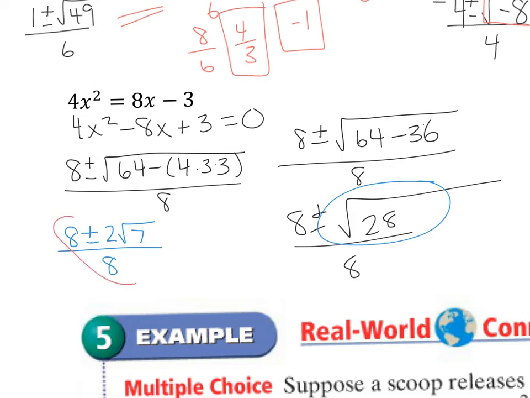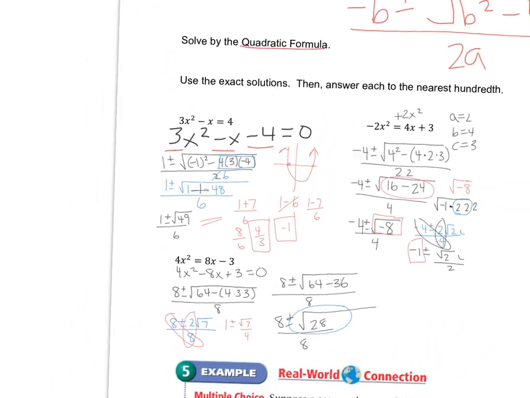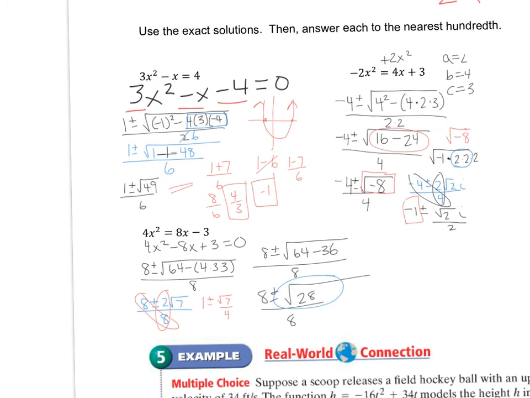Now again, I can reduce this, so it's going to be 1 plus or minus 2/8 reduces to 1/4, so now I have root 7 over 4. Now these are exact answers, because they're written with roots.